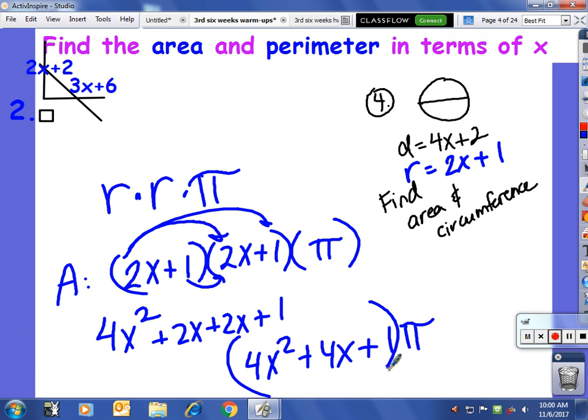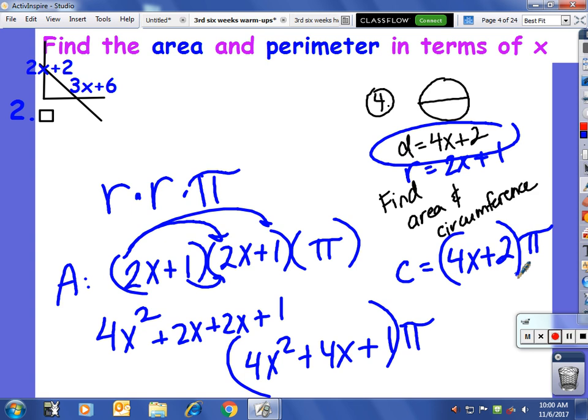All right, circumference is not too bad. I told you the diameter, you just have to stick a pi on it. But again, what do I need? I've got to have parentheses. Otherwise, the pi is only going to multiply by what I stuck it next to, and it's supposed to multiply by the whole thing. So the circumference would be 4x plus 2 in parentheses, and then a pi.